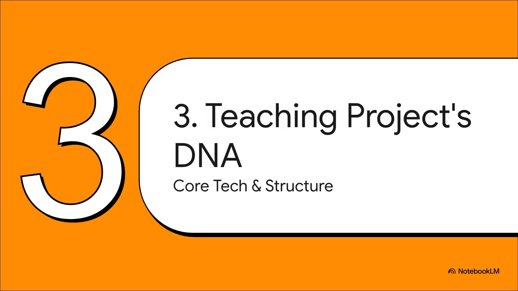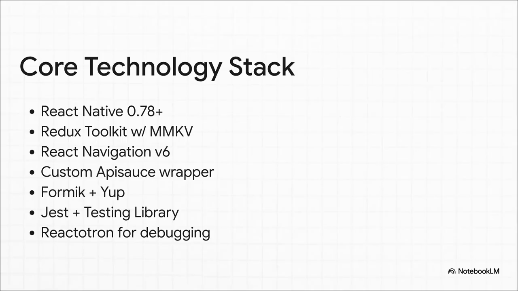All right, part 3, teaching the project's DNA. The first part of our rulebook is just the high-level stuff. We've got to teach the AI about the core technologies we're using and the basic structure of our code base. You literally just start by listing your core stack. This one simple step is huge.